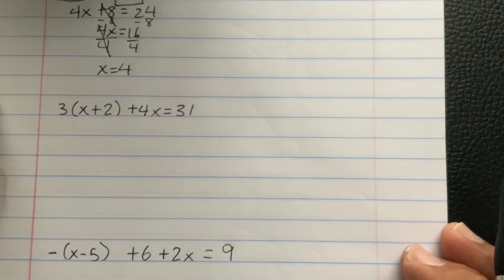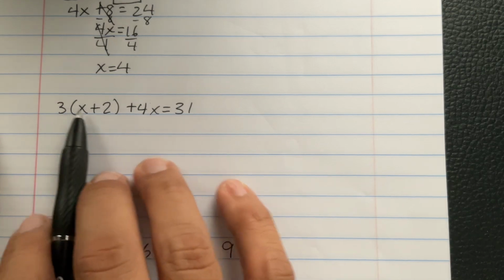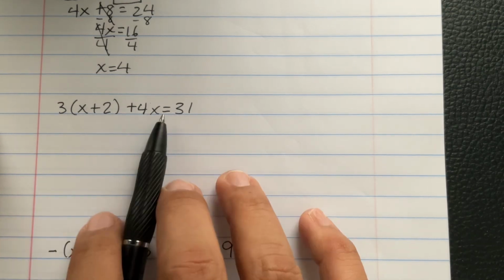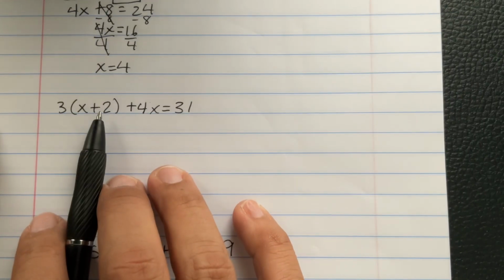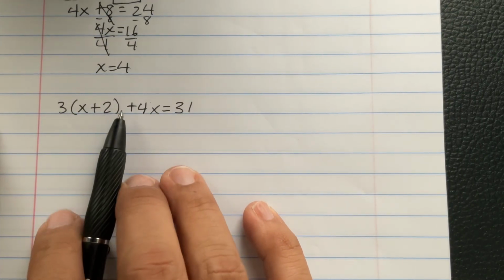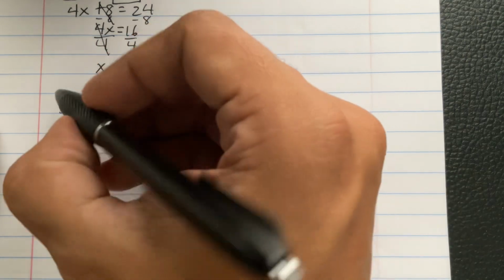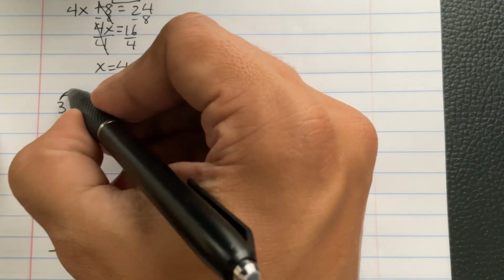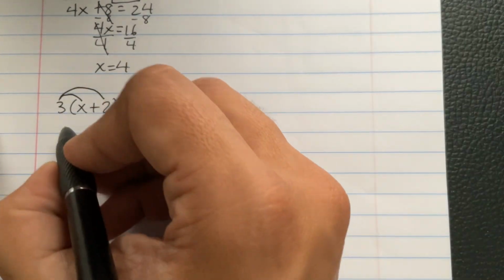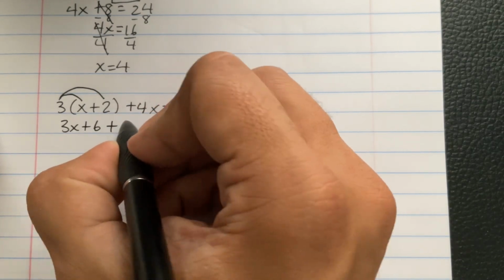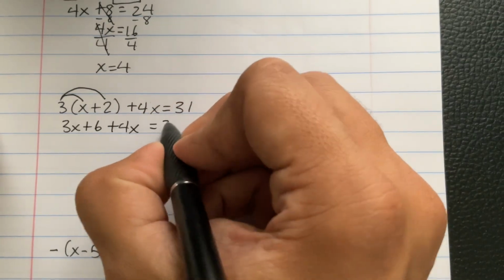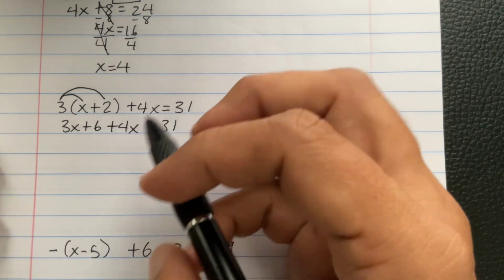Now let's work on this one. So there's still too many x's on this side, but I can't combine them. I have to get rid of the distributive property to be able to combine them. So 3 times x and 3 times positive 2. So it's going to be 3x plus 6 plus 4x equals 31. Now I can combine like terms.